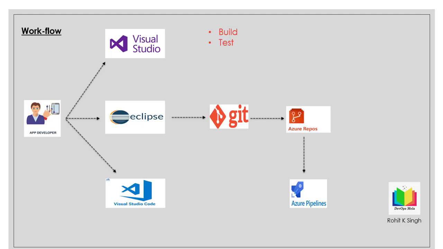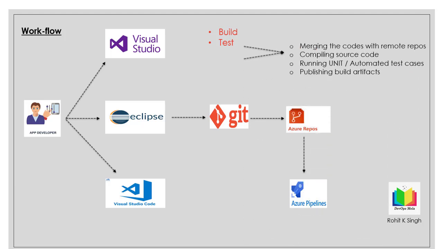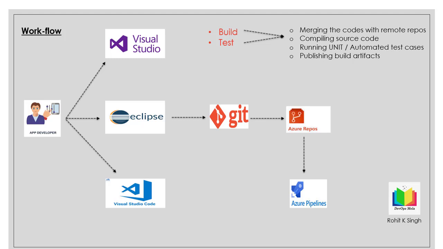So what exactly is build and test all about? What exactly happens in the build? In the build, the code gets merged with your remote repos. Basically your code is getting merged, and the actual build is nothing but compiling source code. Your source code will get compiled, and this is your actual build happening over here. Then you will have your unit test cases. If there are any unit test cases which need to be executed, you will have those test cases getting executed.